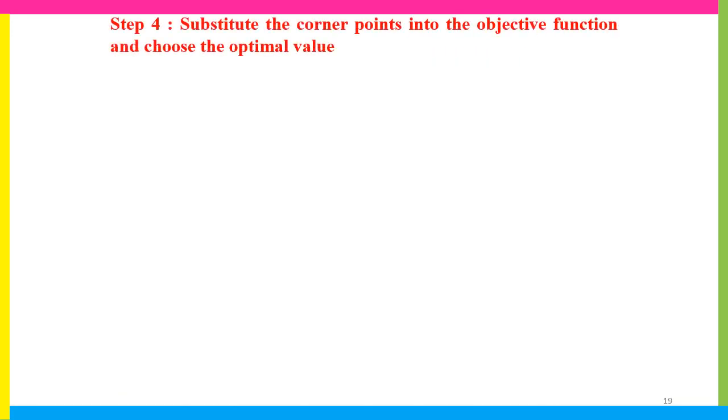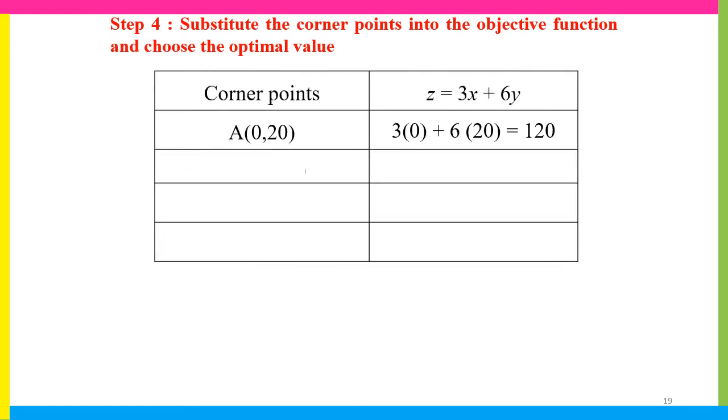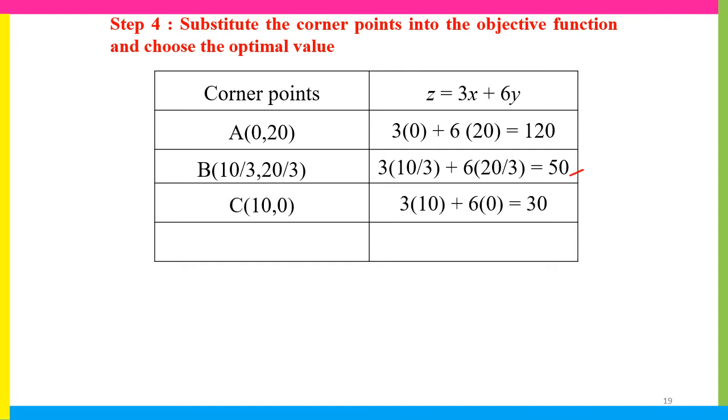Now substitute the corner points into the objective function and choose the optimal value. So for all the 4 points, A is 0, 12. Substitute into the objective, z equal to 3x plus 6y, so we get 72. For point B, 2 over 3, 28 over 3, substitute the values, we get 58. And then for C, 10, 0, we get 30. And then for D, we get 60. Just substitute into the objective function.